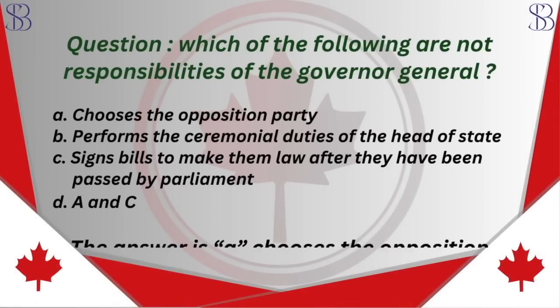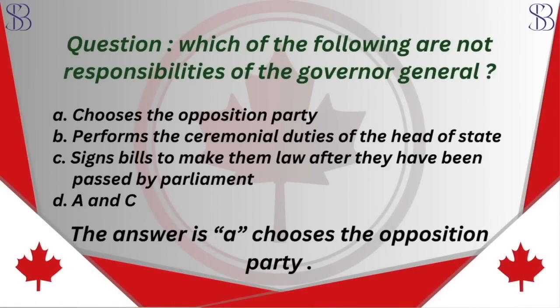Question. Which of the following are not responsibilities of the Governor General? A. Chooses the opposition party. B. Performs the ceremonial duties of the head of state. C. Signs bills to make them law after they have been passed by Parliament. D. A and C. The answer is A. Chooses the opposition party.